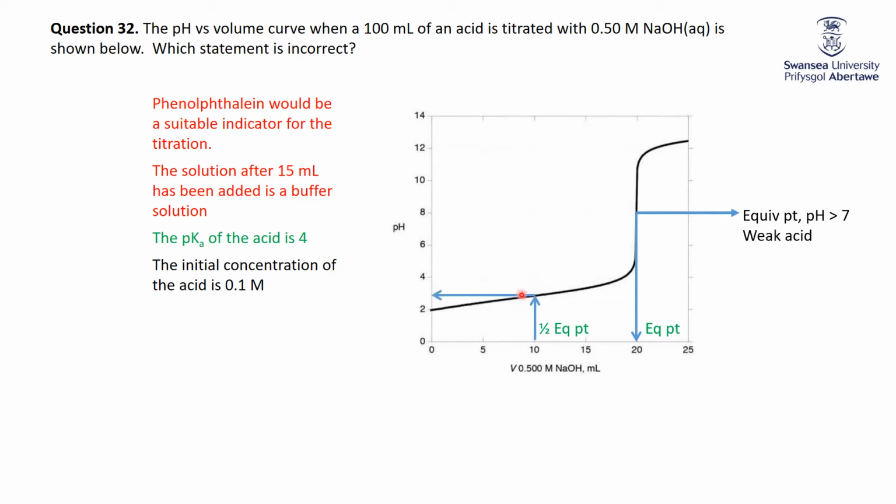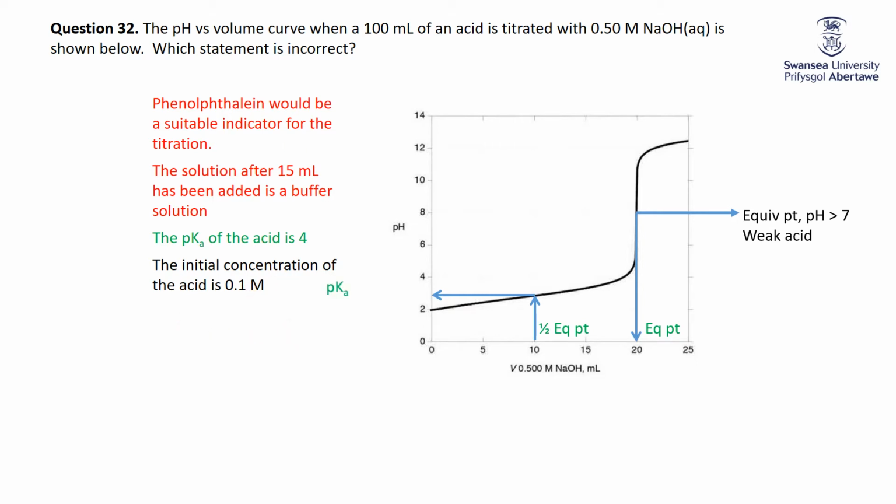And the pH at 10 right here, this is the pKa, is certainly not 4. It's significantly less than 4. It'd be a little bit less than 3. Now finally, the initial concentration of the acid is 0.1. We're assuming that's correct because we're only looking for one incorrect statement, but always check things.